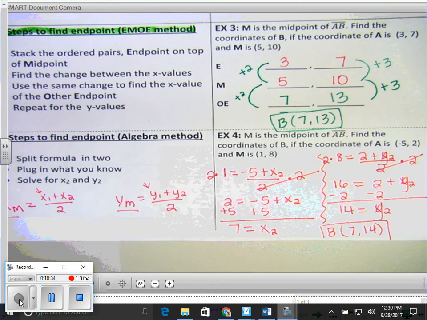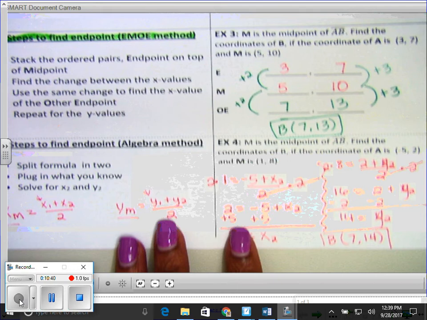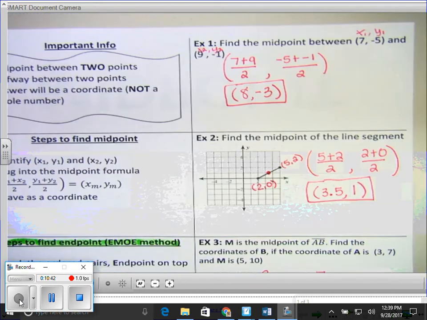Okay? And so that's how you find the endpoint if you're given one endpoint and the midpoint. And then above is how you actually find the midpoint.